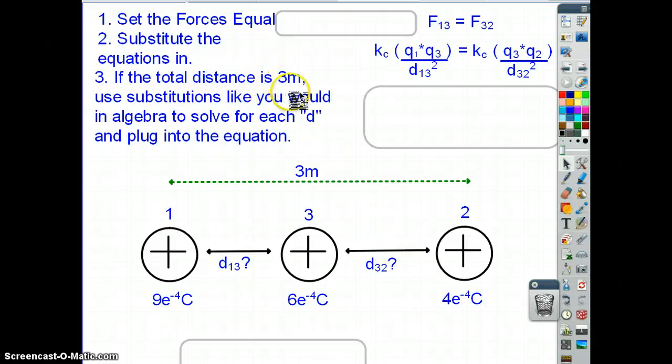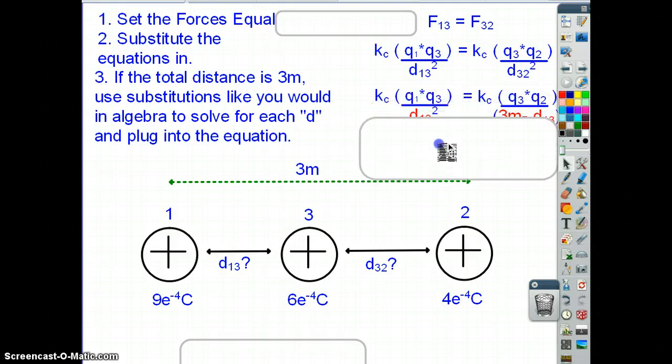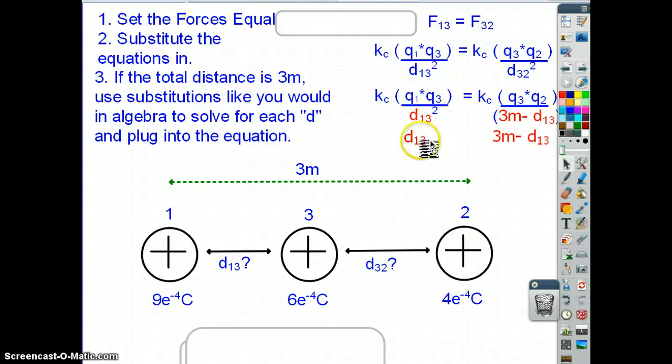If the total distance is 3 meters, use substitutions kind of like you do in algebra class to solve for each d and then plug it into the equation. So what do I mean there? If the whole distance is 3 meters, distance 3, 2 is equal to 3 meters minus distance 3, 1. You know, distance 3, 1, and then the rest would be called 3 meters minus distance 3, 1. See how that works? If I throw example numbers in, if distance 3, 1 would end up being 2 meters, that would mean that 3 meters minus 2 is equal to 1. So 2 and 1 makes the 3.